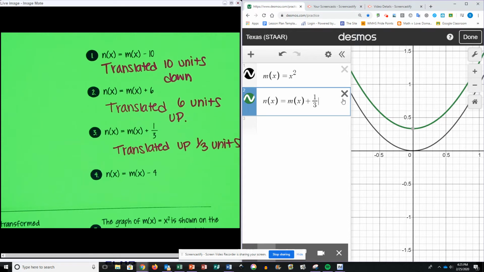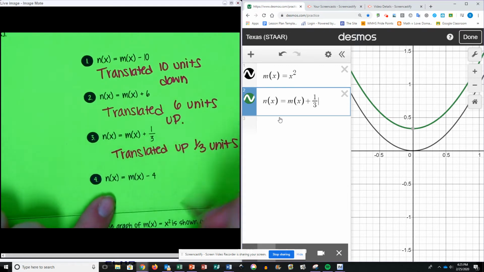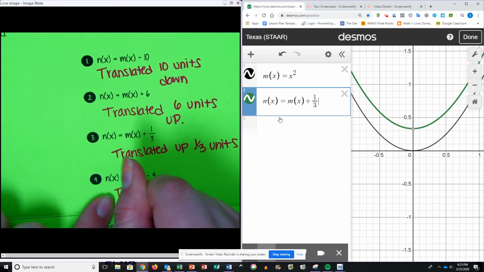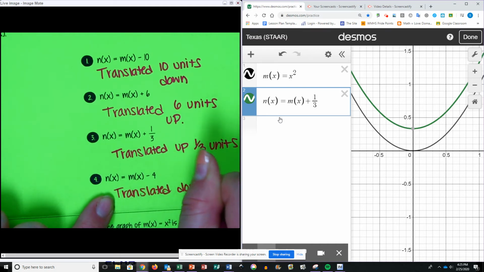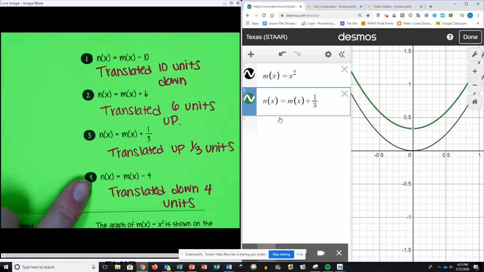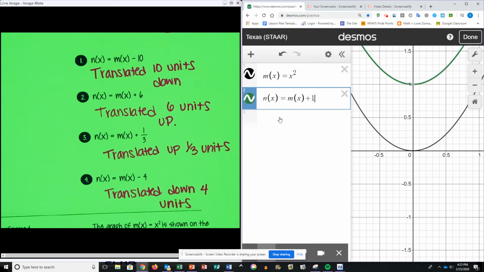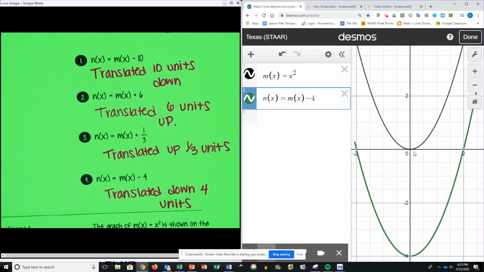Our last one, n of x equals m of x minus 4. This minus sign tells me that it's going to translate down. So translated down 4 units. Okay, we could check that in Desmos, minus 4. Now, there we go.